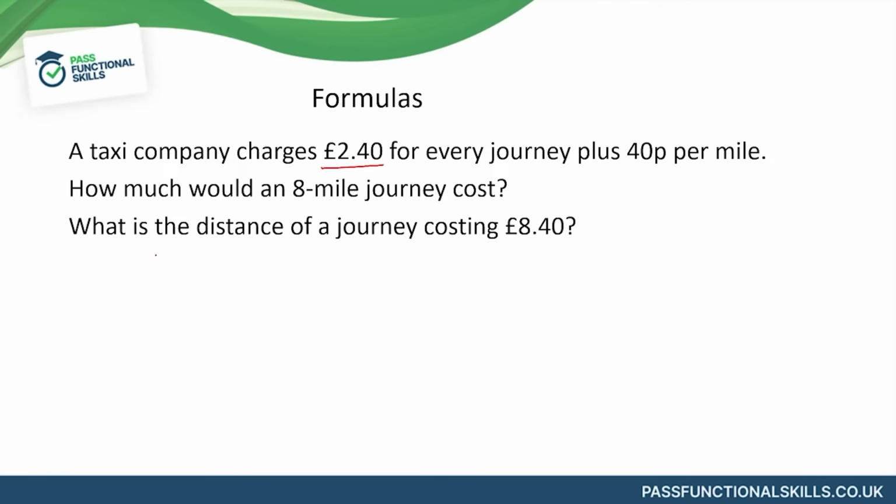So every journey will cost you £2.40 plus however number of miles you do times by 40p. But first of all, let's turn 40p into pounds. So I can write a formula. It's £2.40 plus 40 pence multiplied by the number of miles. And I'll just call miles m. And I can tidy this up. I can say that that's 2.4 plus 0.4 m.